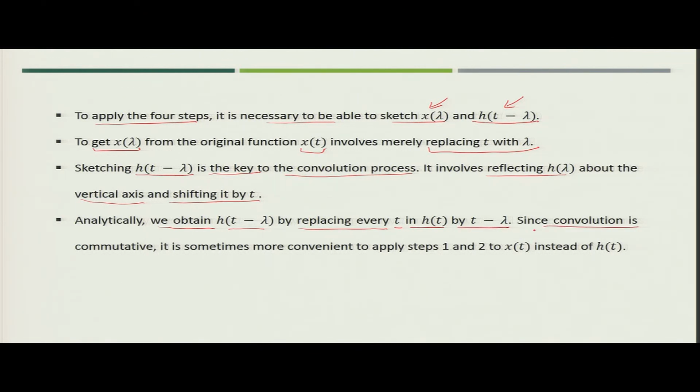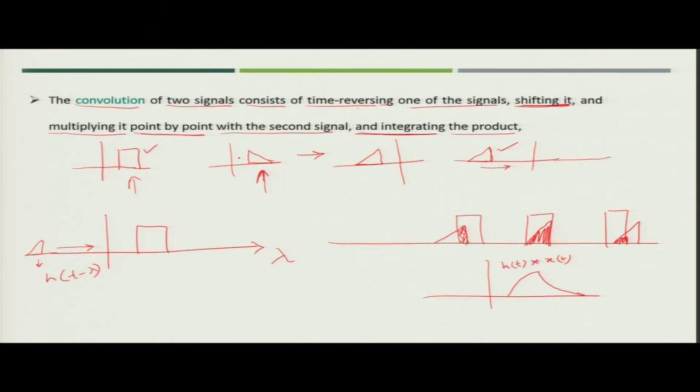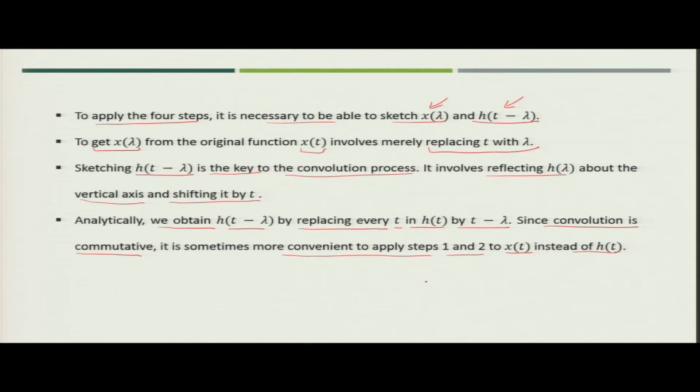Now, since the convolution is commutative, it is sometimes more convenient to apply steps 1 and 2 to x(t) instead of h(t). So, we have to look at the functions x and h, and just by understanding the sketch of x and h, we can easily find out which one we have to fold and slide over the other one. Like in the previous case, we folded this particular function. If we fold the other, we will not be able to differentiate between the original and the folded function, and we will not be able to explain it. That is why I folded this function. Similarly, when you actually calculate the convolution using the graphical approach, you can see which one is best for folding. This you have to always keep in mind when using the graphical approach.